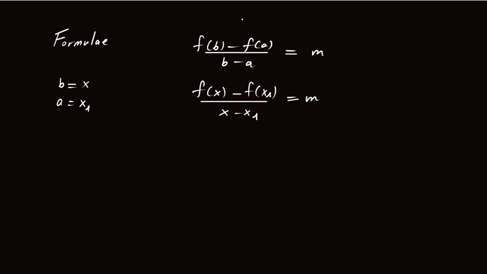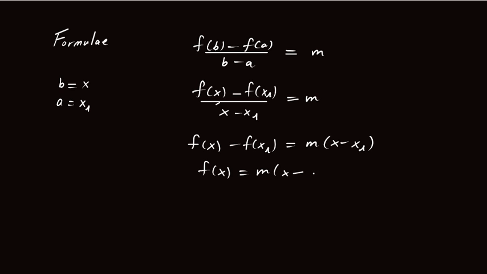Now I'd like a formula for f of x. So I'm going to solve this for f of x. So now I'll multiply both sides by x minus x1. The numerator remains, but the denominator goes to the other side when I multiply by x minus x1. And now I can solve for f of x by adding f of x1. So I get f of x is equal to m times x minus x1 plus f of x1.